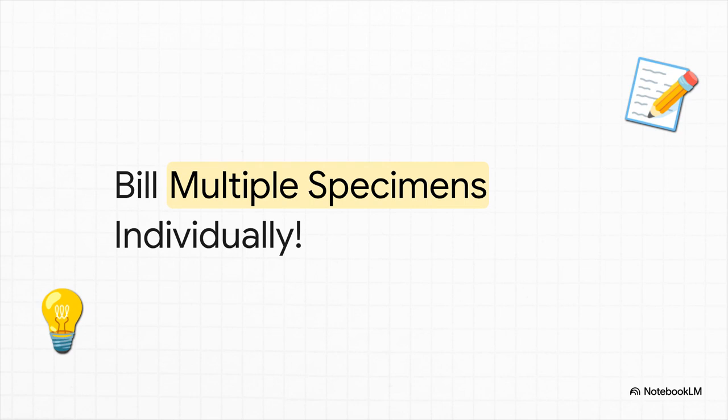The massive takeaway here is that multiple distinct specimens from a single patient must always be reported individually. Seriously, don't bundle them into a single higher-level code. You have to treat every single specimen as its own distinct line item based entirely on its specific complexity.